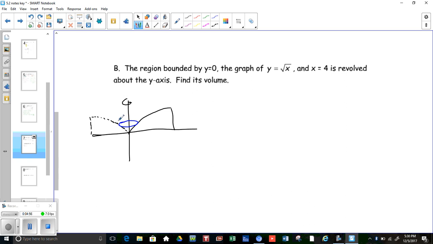There's the inside radius, and then here is the outside radius. Oh, that was horrible. Try this again.